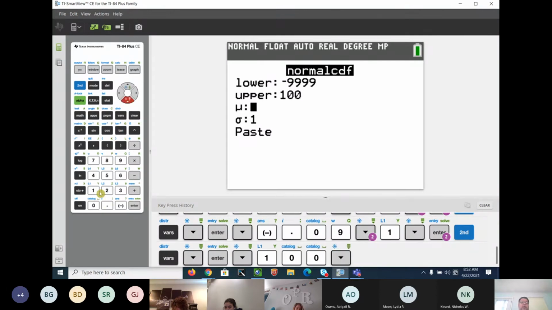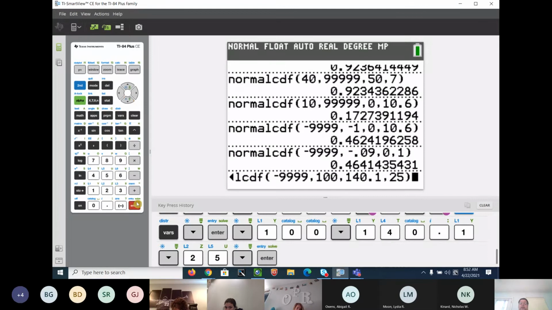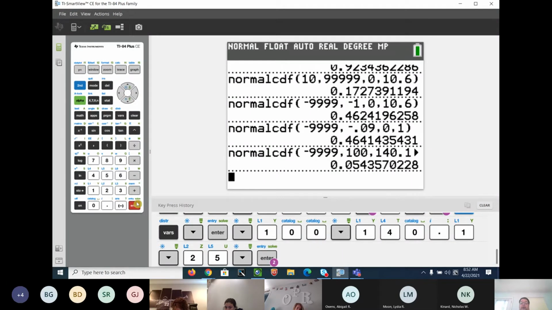with a mean of 140.1 and a standard deviation of 25. Okay, somebody with an older calculator, tell me if you got somewhere around 0.0544. Anybody?